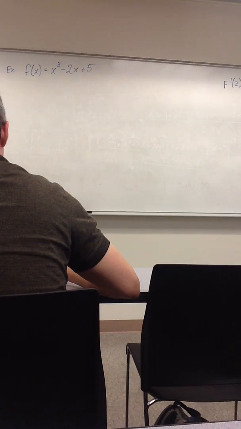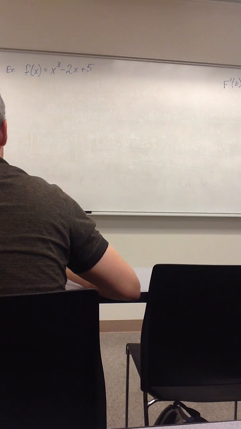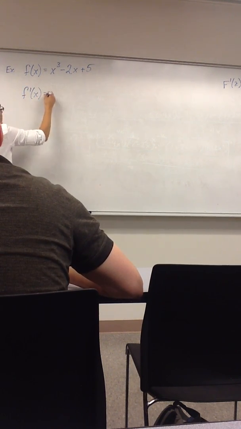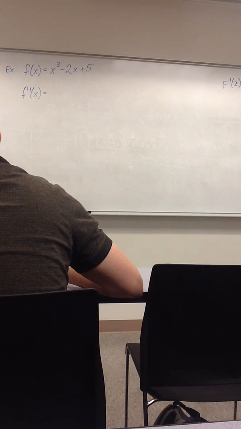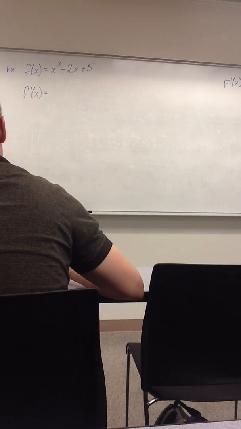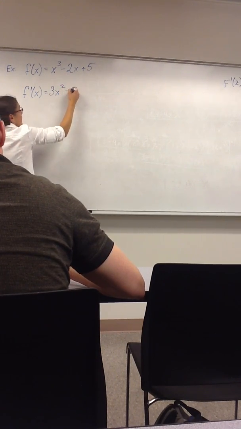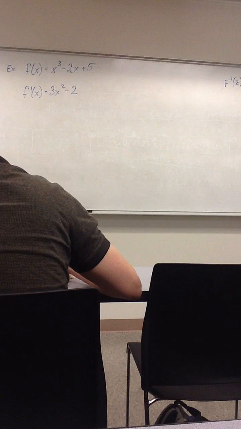Minus 2x plus 5. And so our first derivative, which was just our derivative before, I'm going to use the power rule on each of these terms. So we have 3x squared minus 2 plus 0.